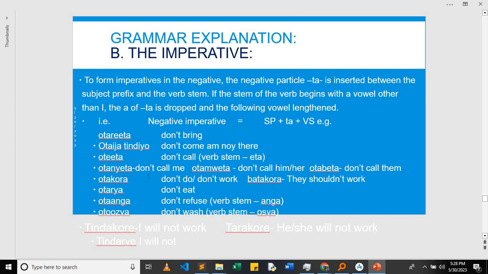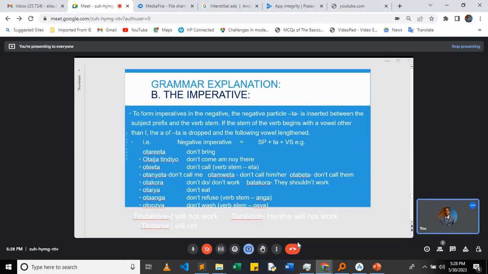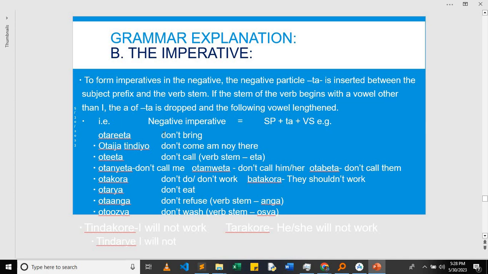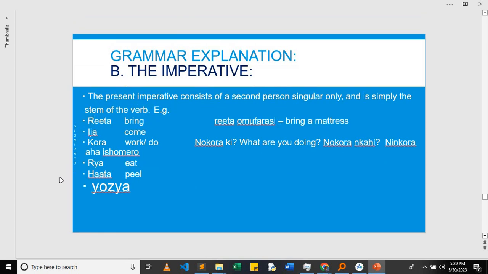So, I want to show you otareta. That's don't bring. So how do these words become negative? The negative particle ta is inserted between the subject prefix and the verb stem. If the stem of the verb begins with a vowel other than I, the a of ta is dropped, and the following vowel lengthened. You see, like this, the word is called reta. So R is not a vowel.